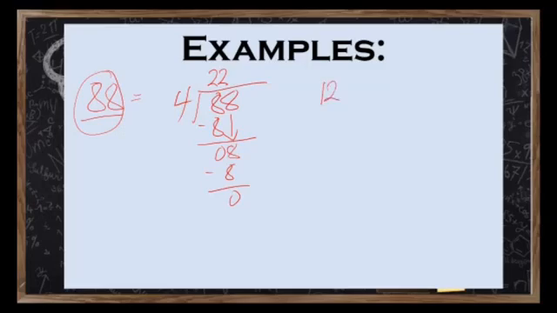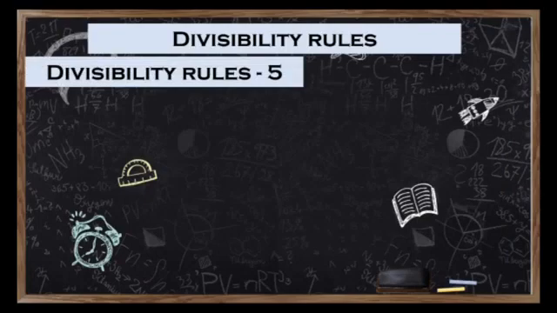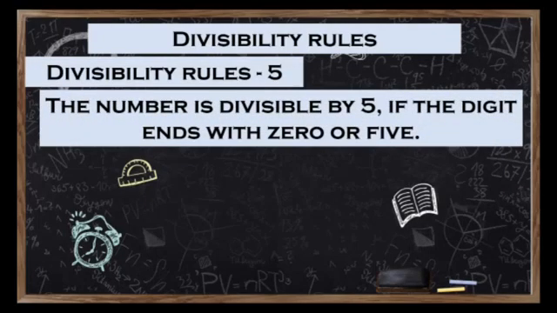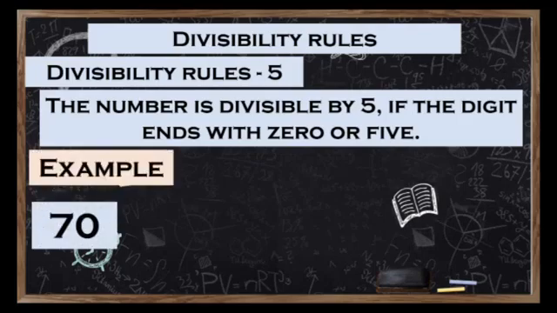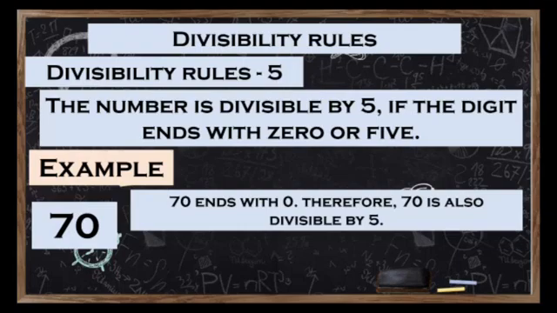Another example, 124. The last two digits here are 24. 24 is divisible by 4. Therefore, 124 is also divisible by 4. Divisibility rules by 5. The number is divisible by 5 if the digit ends with 0 or 5. Example, 70. 70 ends with 0, therefore 70 is also divisible by 5.